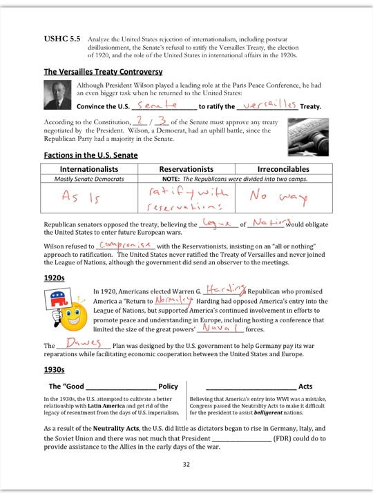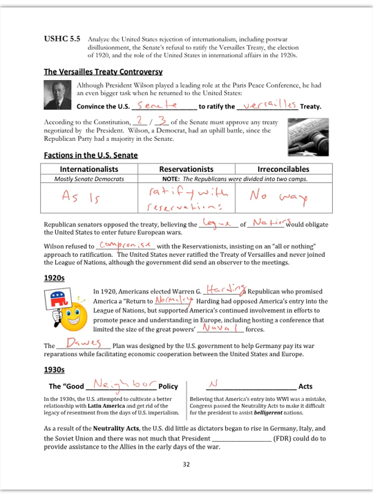Okay, in the 1930s, we see a change in foreign policy to the Good Neighbor Policy. This is in Latin America. In the 1930s, the U.S. attempted to cultivate a better relationship with Latin America and get rid of the legacy of resentment from the days of U.S. imperialism.